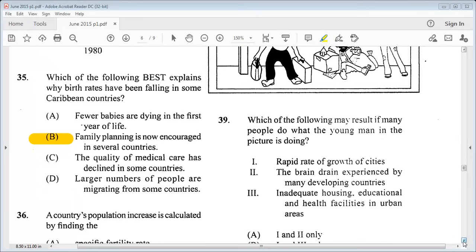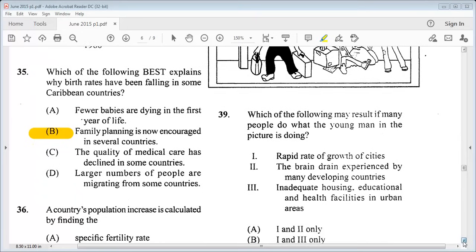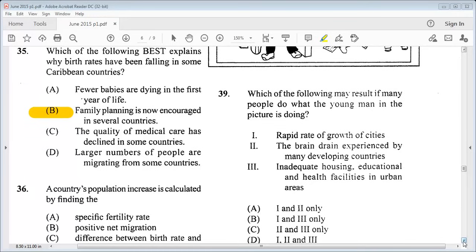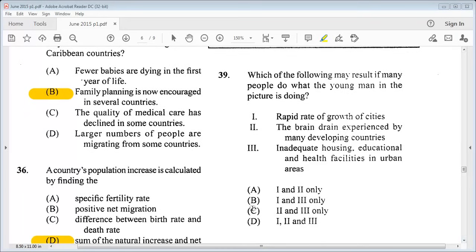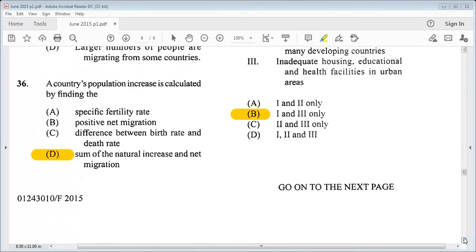So we notice options: 1, rapid rate of growth of cities; 2, the brain drain experienced by many developing countries; 3, inadequate housing, educational and health facilities in urban areas. So we know that our answer would be B, 1 and 3 only. Let's go on to number 40.